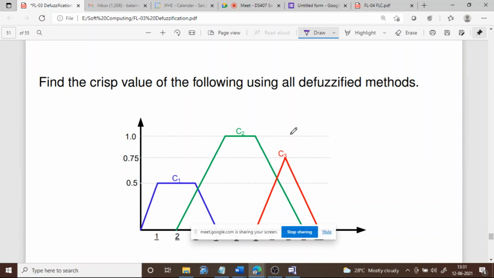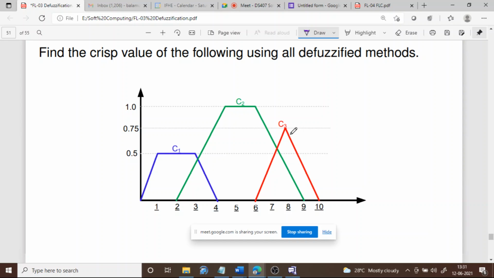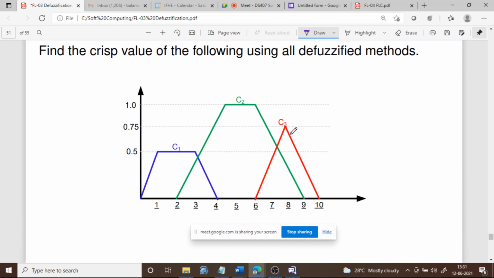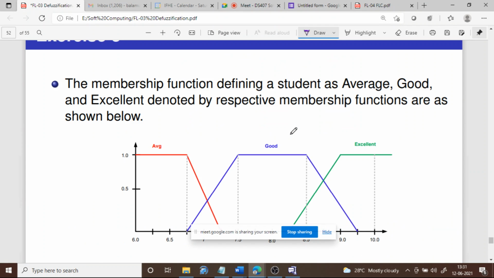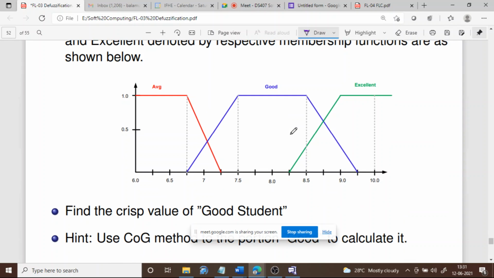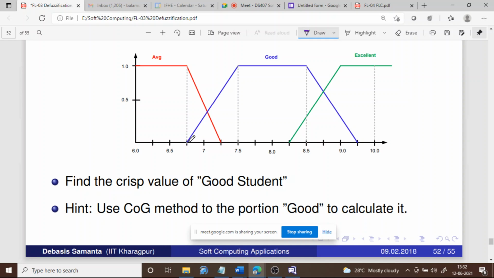So like that, here some problems are given. For all these problems, you can apply the various defuzzification techniques and you can try to find the outputs, right? So here it is asked to find the defuzzified value only for this particular region, only for the plot of good student. You can apply any of the centroid techniques, right? So again, you take only this plot. If you want to apply the COG technique, again this will be one portion, this will be another portion, this will be another portion, like that, right?